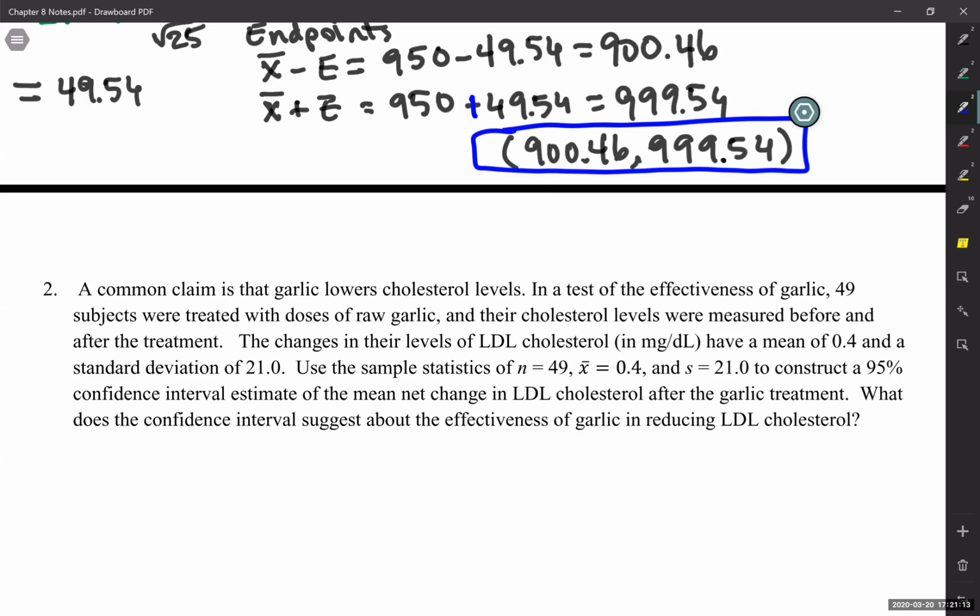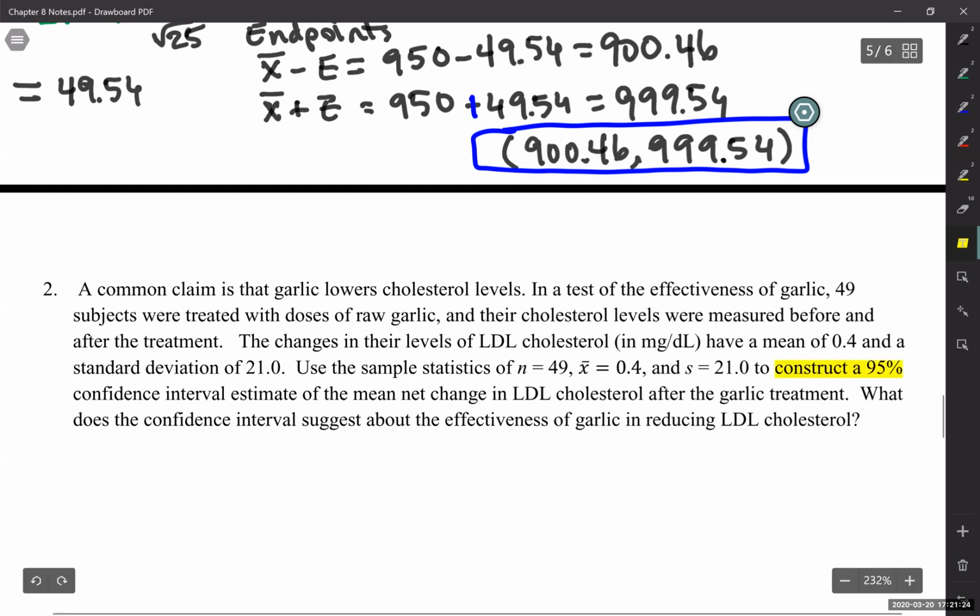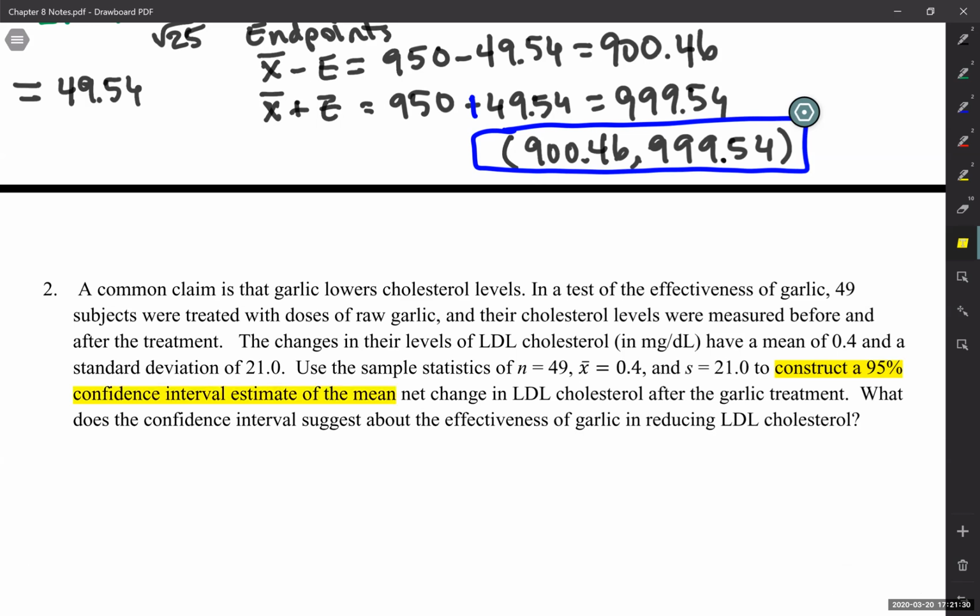So yes, this is mean because I told you everything we're talking about is mean. However, if I look at the problem, it says construct a 95% confidence interval estimate of the mean. Voila, it tells us we're talking about mean. Also, huge clue, they give us the mean. The word mean is all over this. So this is definitely mean.